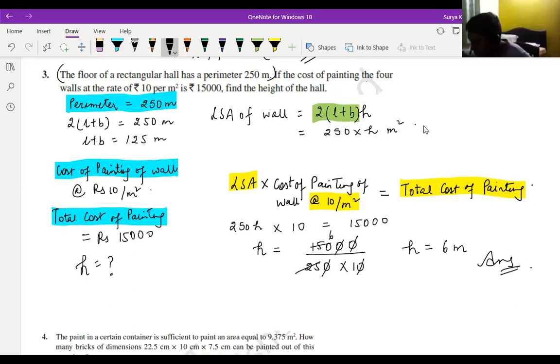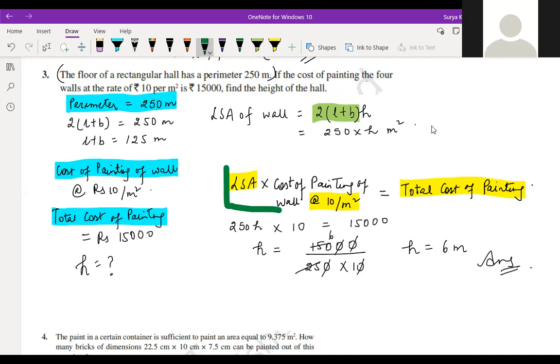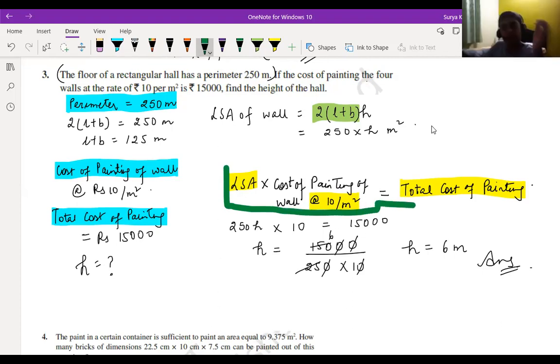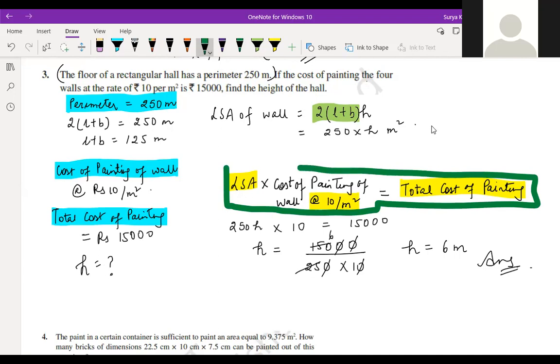I got this. The children who are having doubt here, Satvik, Sai Ritvik, just tell me if you're having doubt. So no need to remember any formula. We just did cancellation, right, sir? 250H into 10 is equal to 15,000, cancellation, right? Yeah. So this formula you should not remember. This is automatically you should know. You should know how to find the cost of the wall.